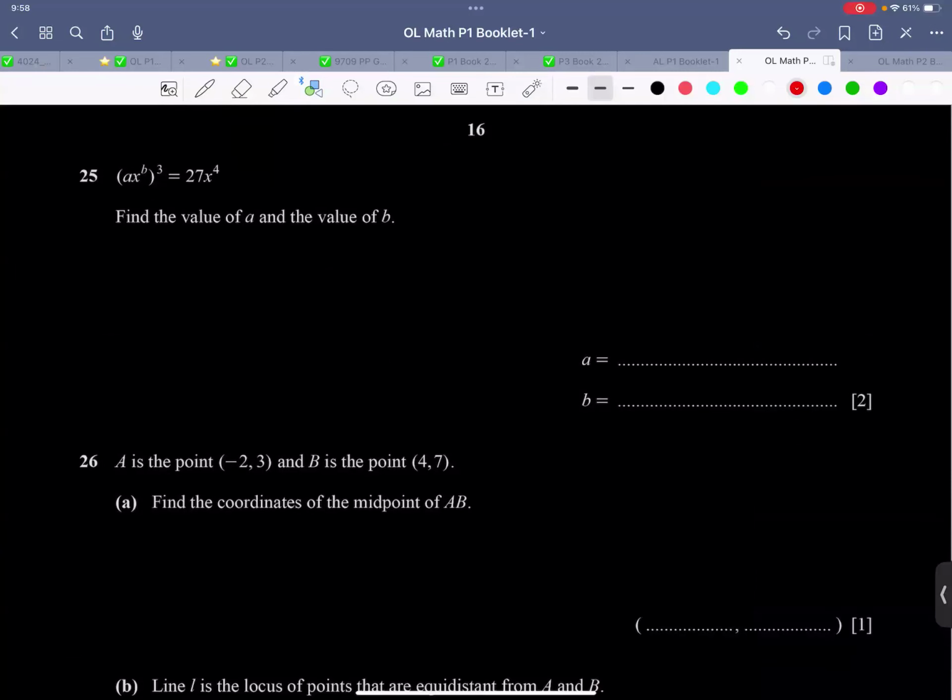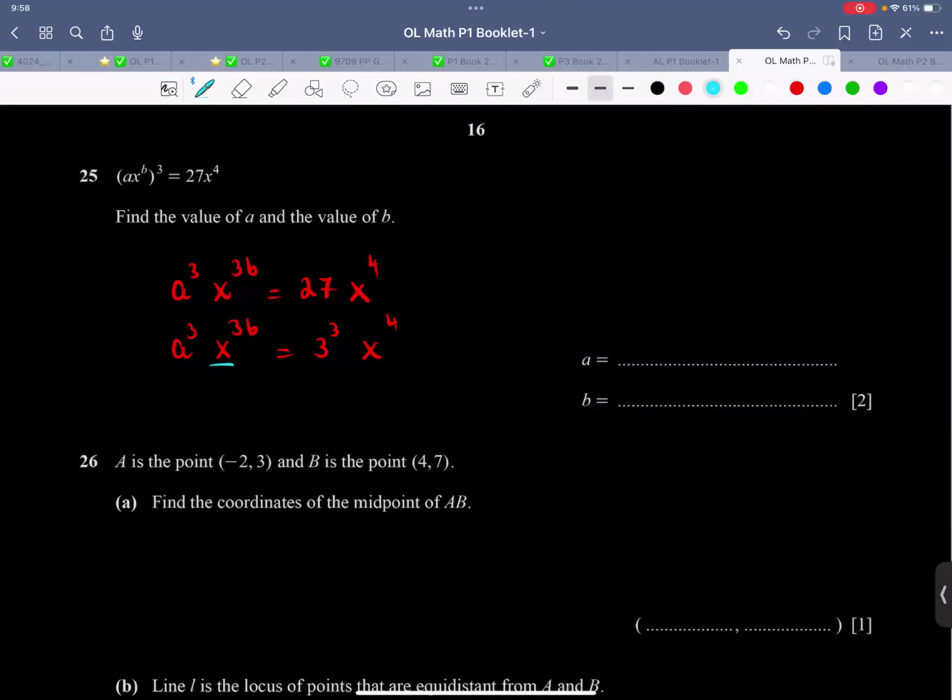Question number 25, this looks like indices. AXB raised to power of 3. That's A power 3, x raised to power of 3b. This is 27, x raised to power of 4. So you can write this thing as A power 3, x raised to power of 3b, 3 raised to power of 3, x raised to power of 4.